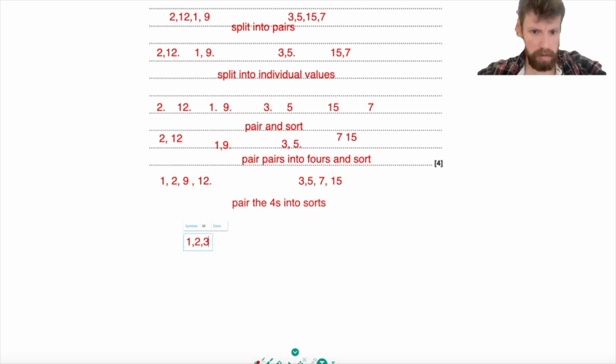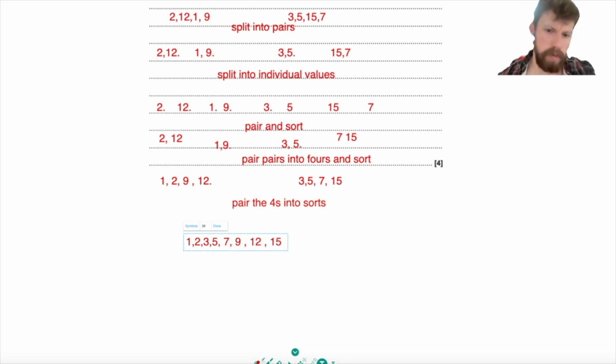So then essentially it's just going to be sorted: 1, 2, 3, 5, 7, 9, 12, 15. It's just one of those ones where you need to be extra careful, make sure that you've got 8 numbers at the end. Yeah, that's all good. And just make sure that you're going through all of those different stages with that.